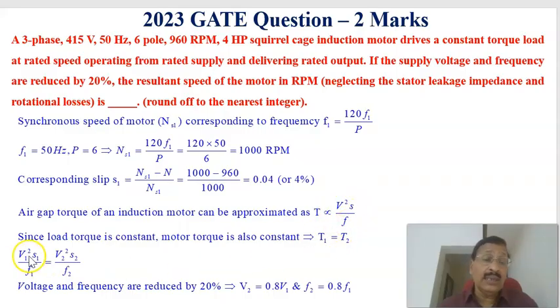Therefore, corresponding to the first case, with voltage represented as V1, we have V1 square S1 divided by F1. The second case corresponds to V2 square S2 divided by F2. Both are equal, so we get T1 equal to T2. The voltage and frequency are reduced by 20%. Therefore, the voltage V2 is equal to 0.8 times V1, and the frequency F2 equals 0.8 times F1. Now let us see the continuation on the next slide.